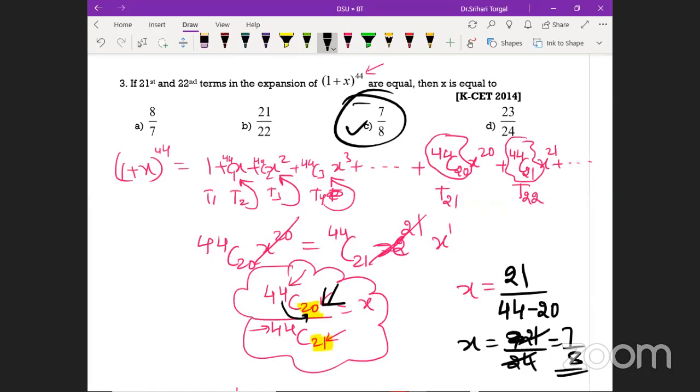Whichever is greater, you shift it to the opposite side. That is, if it is in the denominator, write it in the numerator; if it is in the numerator, write it in the denominator. Then whatever the small number is, you subtract from the n value: 44 minus 20. That you write in the denominator here. Okay, the x value is 7 by 8.